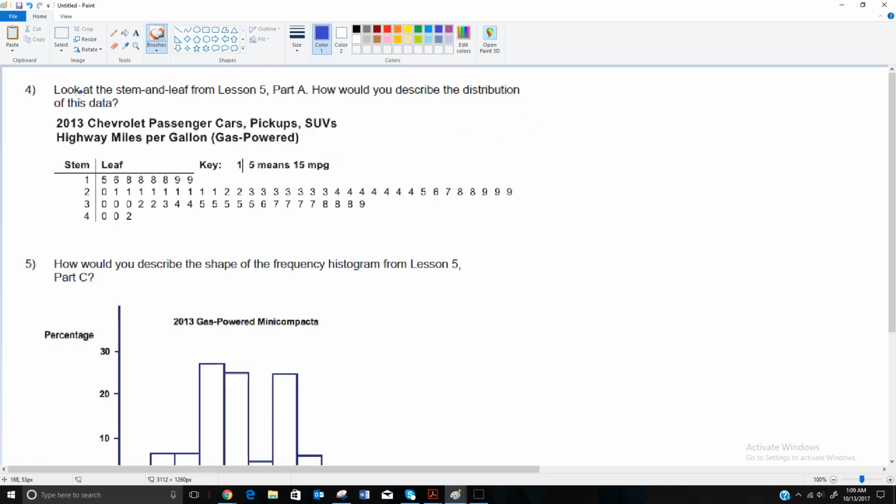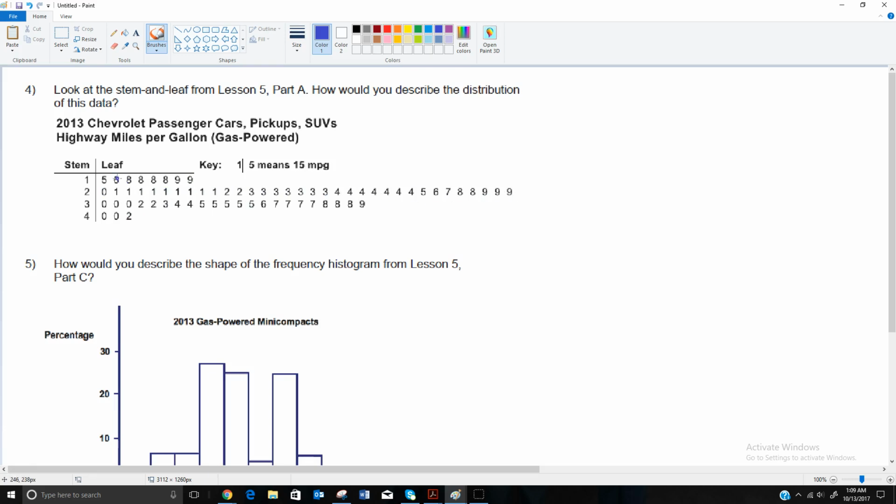So now our next one that we're going to look at the shape of is this stem and leaf plot that we had from Lesson 5 Part A. How would we describe the distribution of this? Well, here again we had very heavy in the 20s. If you kind of picture this sideways, it's almost like a sideways bar graph, and the numbers are making your bars. So this goes out, 1, 2, 3, 4, 5, 6, goes up to 8 high, whereas this is much, much longer, and so on.